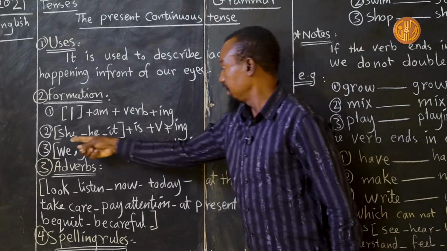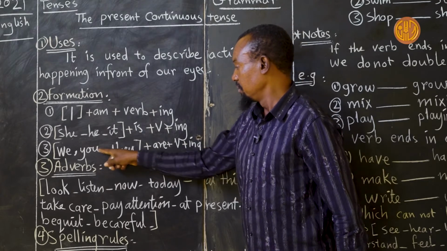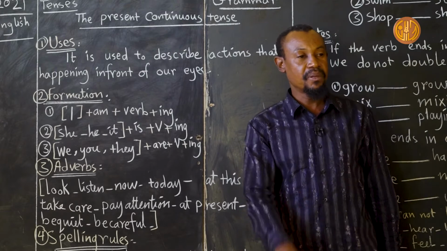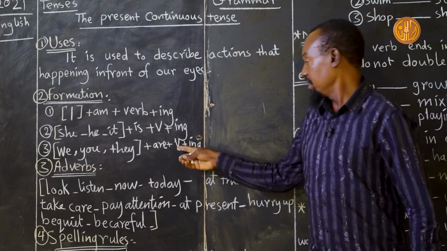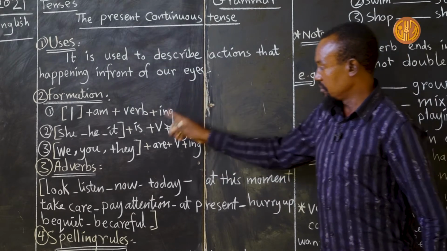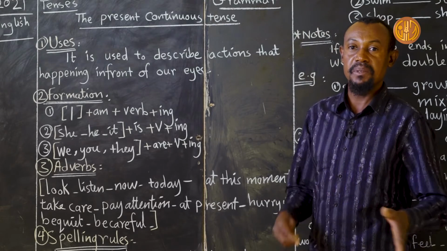But when you find the subject, one of these, we, you, or they, here you write the helping verb are, and then you add ing to the verb. This is the formation. These are the steps which you need in the spaces in the exam.